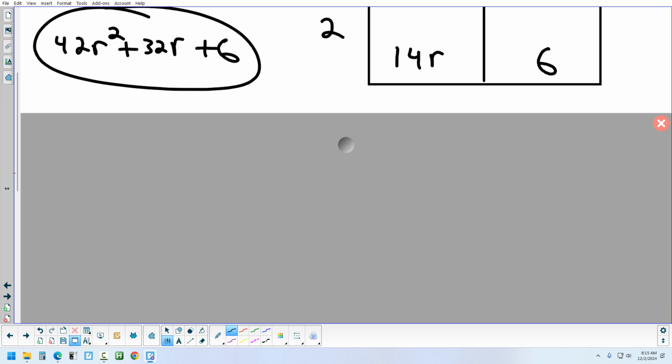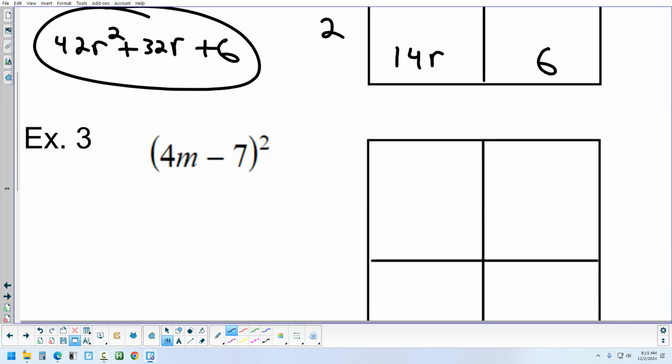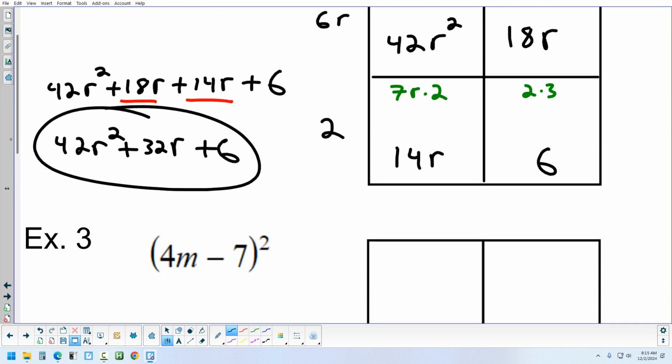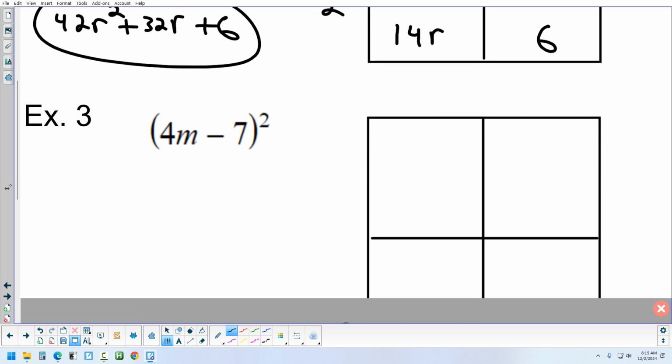Okay, let's try one that looks a little different, but it's actually the same thing. Okay, it looks different because it's 4m minus 7 to the second power. Well, if we write that out like the one above, what does 4m minus 7 to the second power really mean? Like if you had to write that in a way so you didn't have that. Like how would you explain what that means if somebody doesn't understand a number that's up a little bit higher? What does that number mean to do?